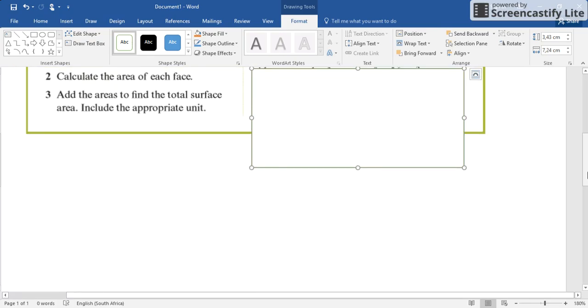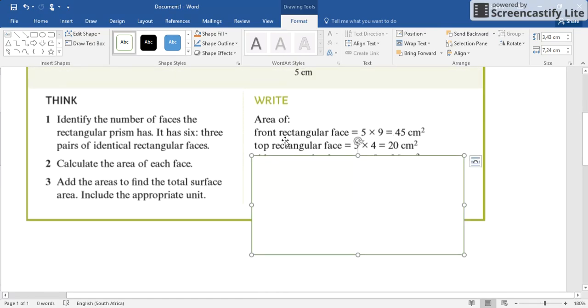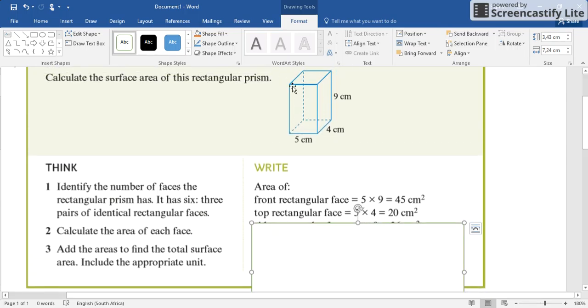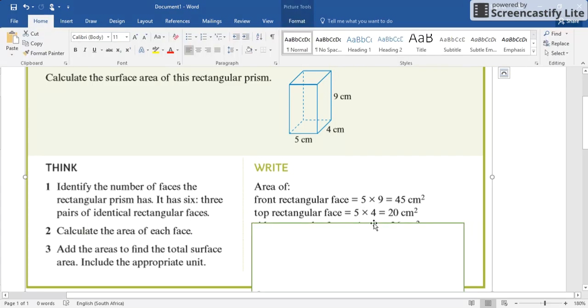We're going to go to the top rectangular face. So if we look at the top one, we know that this is 5, and we know that this over here is 4. So you can see 5 times 4 is 20 square meters.